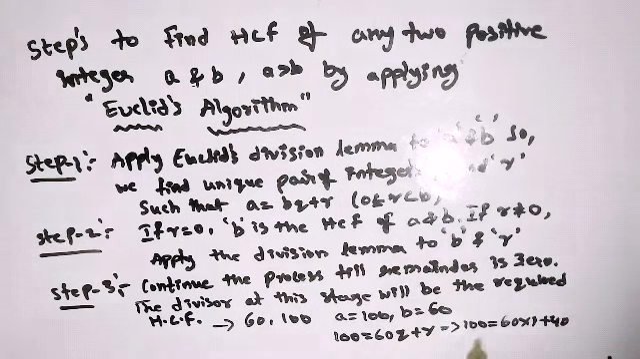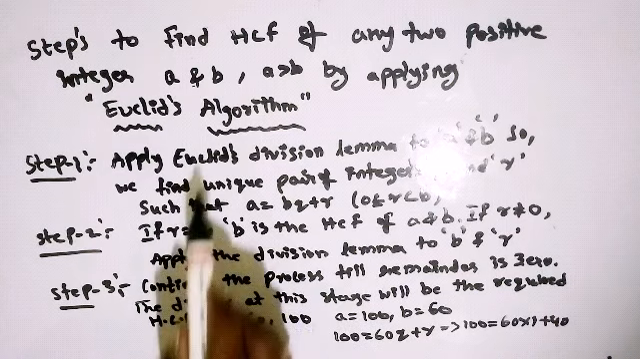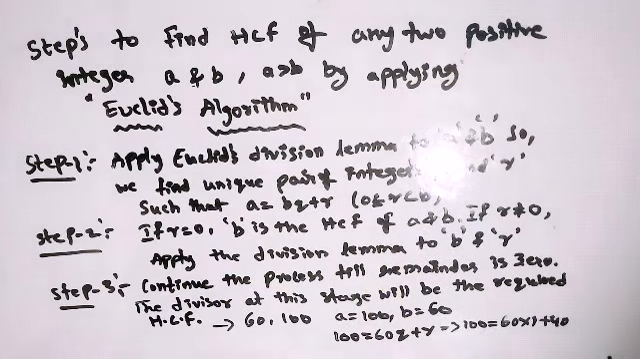By applying Euclid's division lemma to A and B, if A is 100 and B is 60, then there exist Q and R. Here Q is 1 and R is 40. So our first step is over. If we apply it, we get Q and R.